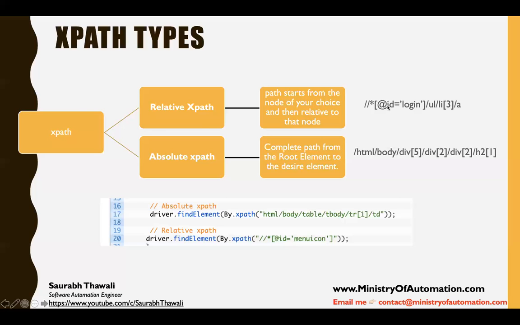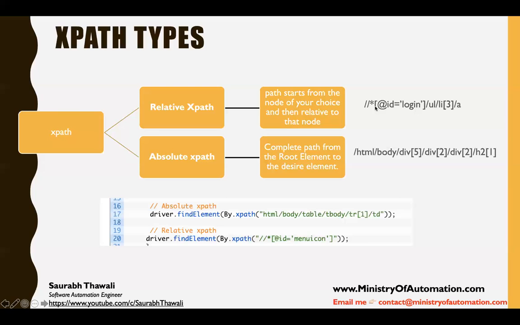So far whatever the different syntax we were writing, and whatever, when you right click on your element in the Chrome browser and when you copy, what you get is a relative XPath, right? So relative XPath is the one which starts from the node of your choice, or from the tag, or from the element of your choice, and then related to that node it goes ahead.